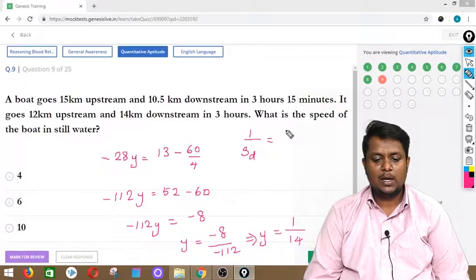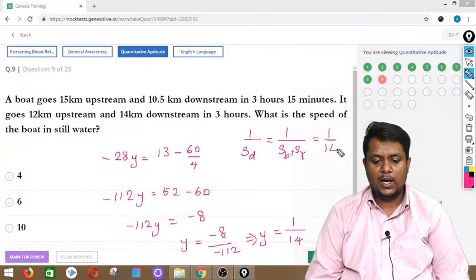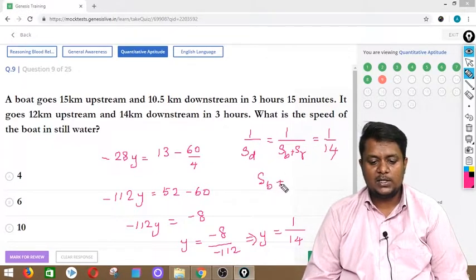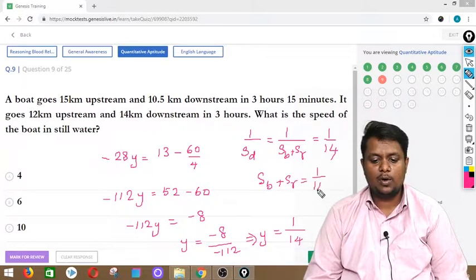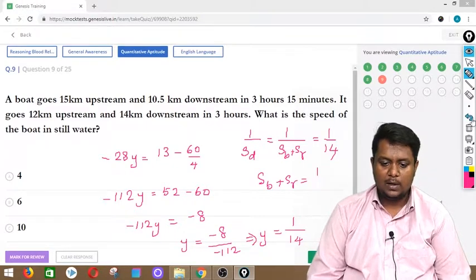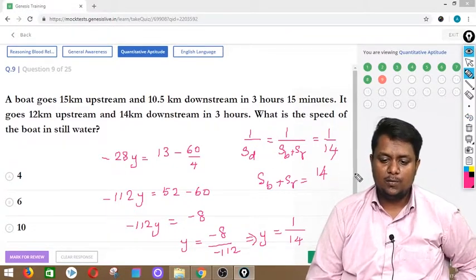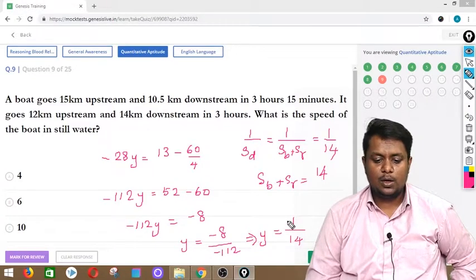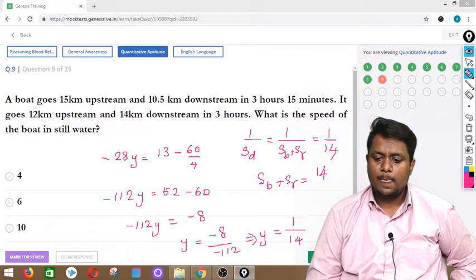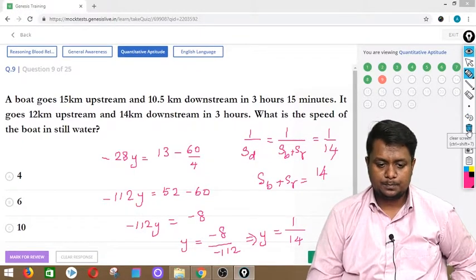So y is nothing but 1 by speed downstream. Speed downstream is exactly equal to speed of the boat plus speed of the river. So speed of the boat plus speed of the river is equal to 1 by 14, which gives 14. Speed of the boat plus speed of the river is 14. Now we can substitute the y value in one of the equations to get the x value also.